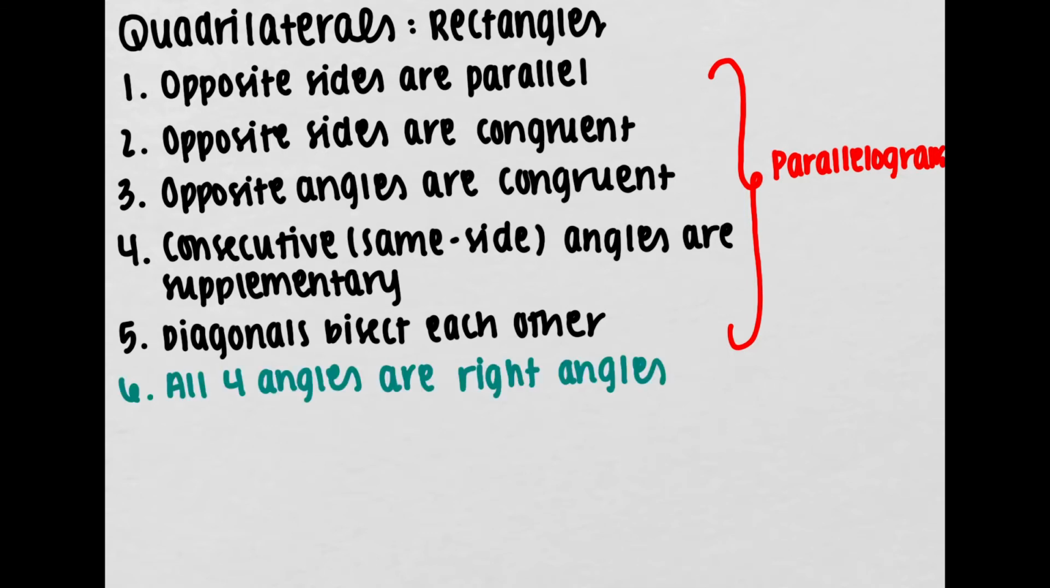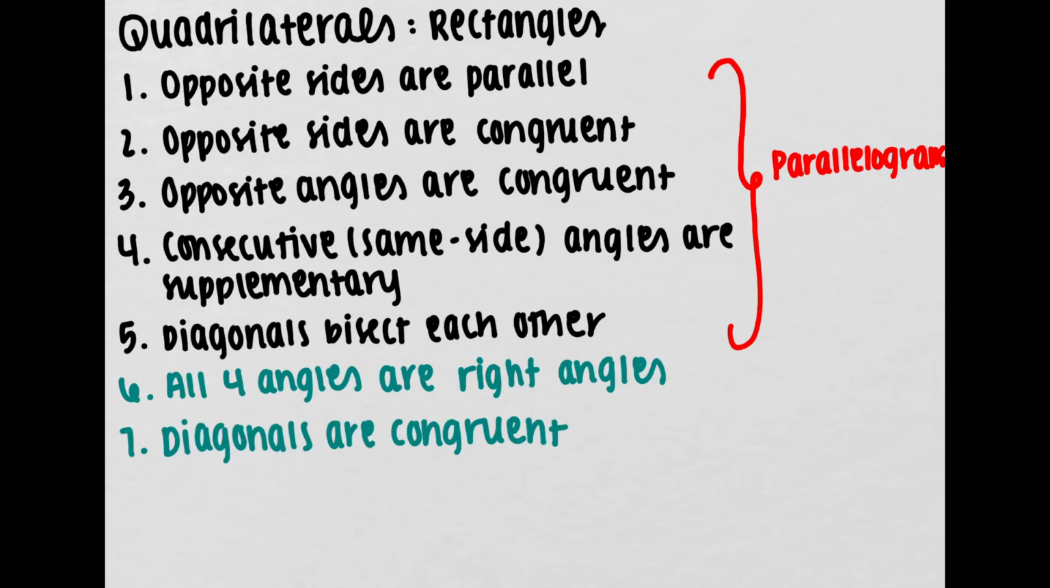Number 6 is our first new property for a rectangle, and that's that all 4 angles in a rectangle are right angles, or they're equal to 90 degrees. And then the second new property, which is the 7th property for rectangles, is that the diagonals are congruent, so they're equal in length. So remember, these 2 are the new ones for rectangles. But all 7 are the properties of rectangles. Just because we have these new ones, it's not just those ones, it's also the 5 from the parallelograms.